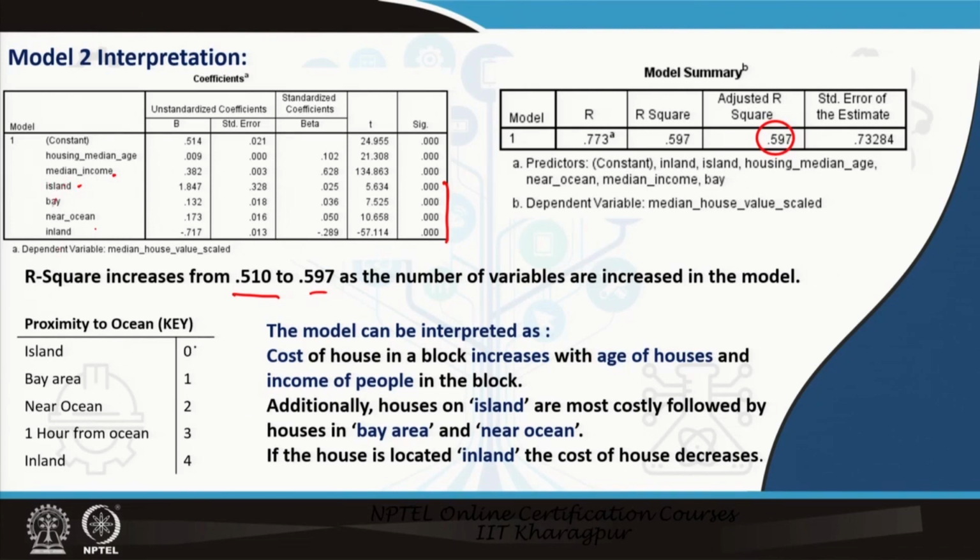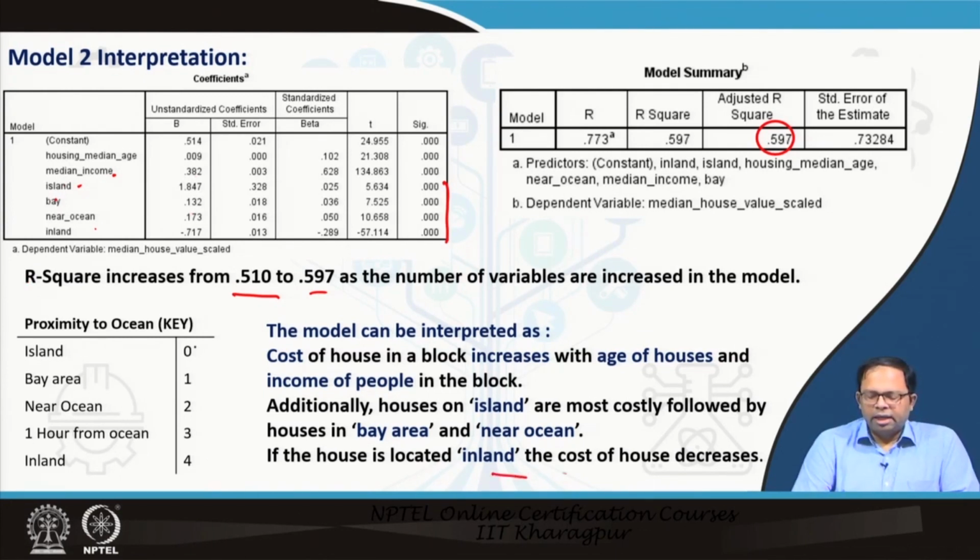Here you see we have taken only 4 variables instead of 5, and the model could be interpreted as: cost of a house in a block increases with age of the house and income of people in the block, because both are positively related. Additionally, houses on the island are most costly, followed by houses in the bay area and near ocean. So, these are all positive indicators. If the house is located inland, the cost of the house decreases. That is because there is a negative sign on this particular variable.